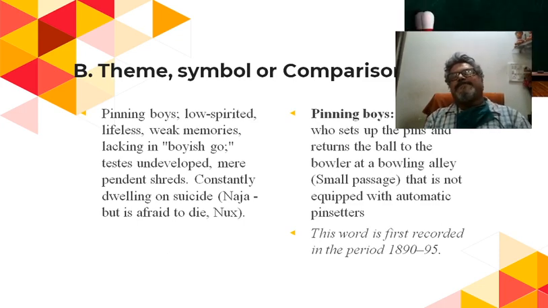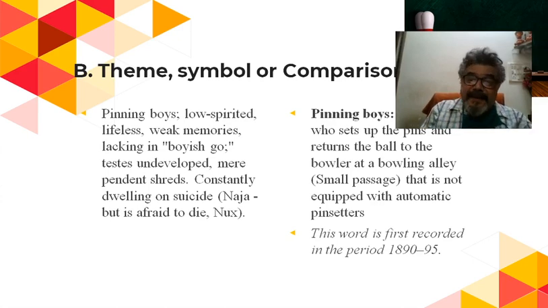So, this is the pin. Now, we understood. In many of the game centers, you will see this. So, there is a ball. The rule is you have to put the two fingers in the hole. You have to throw the ball underarm, and that will hit the pins. Now, on most occasions, they are automated. When the pins have fallen, then automatically the pins are set again. But previously, there was a person who used to set the pins and return the ball to the player. So they are the pinning boys. So this is the meaning of pinning boy.